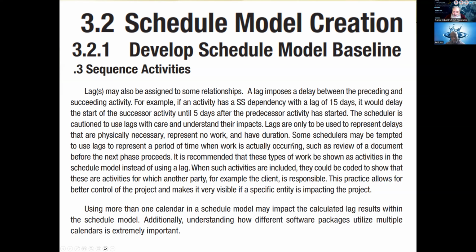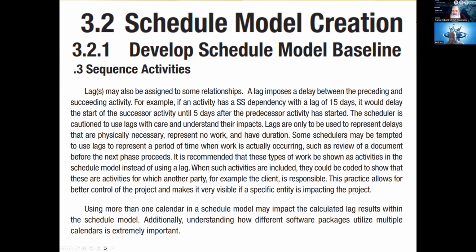Yeah, some instructions are good here. Some schedulers may be tempted to use lags to represent a period of time when work is actually occurring. That is wrong. Such as review of a document before the next phase proceeds, it is recommended that these types of work be shown as activities, because review of the document is a separate activity. Why are you considering it as a lag? You understand my point? Yes, sir. Let's give it a name. It is an activity.